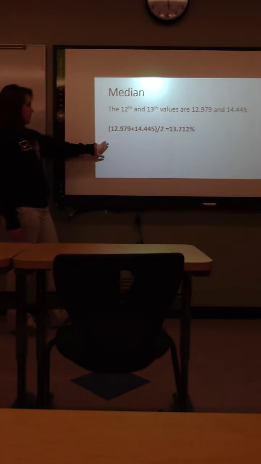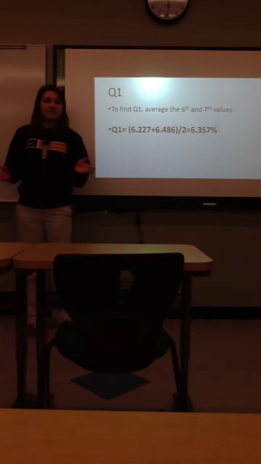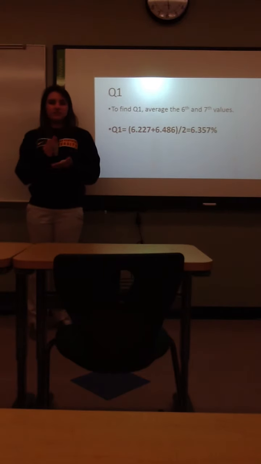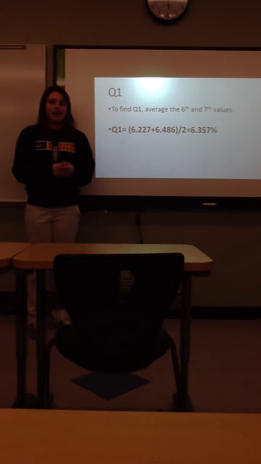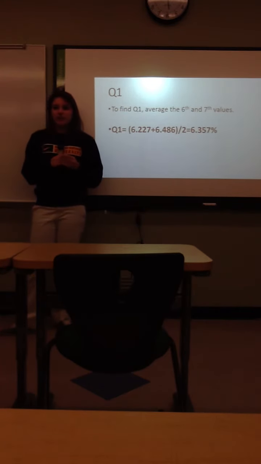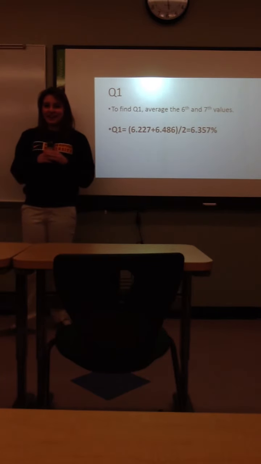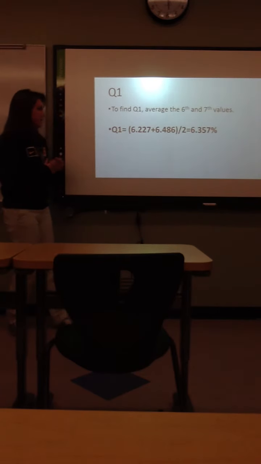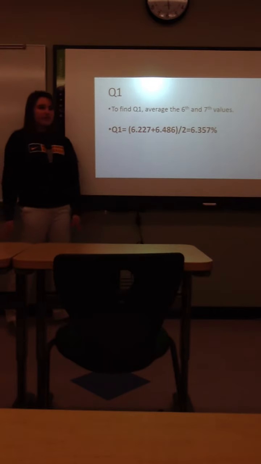The next number we need to find is the lower quartile. To find the quartiles, you split the data in half, and that gave you the median. To find the lower quartile, we need to find the lower quarter of the data, so we split the values below the median in half again. Like I said, our data was even, so when we split that data in half, it's going to put us between the 6th and 7th values.